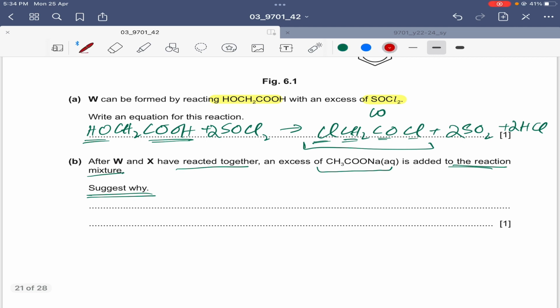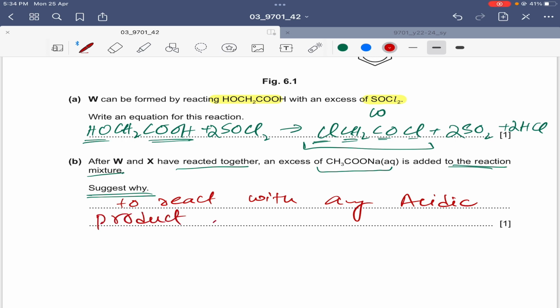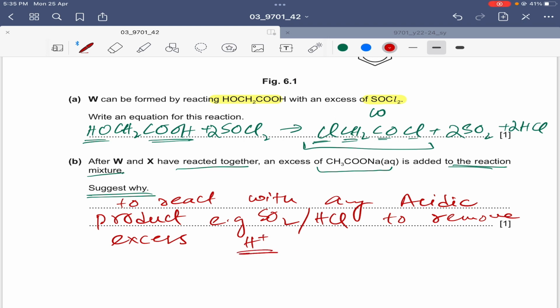So the answer would be to react with any acidic product, for example, SO2 or HCl, and to remove excess H plus ions. To remove excess H plus ion. So you can write either one of them.